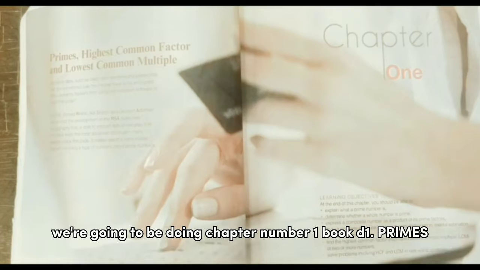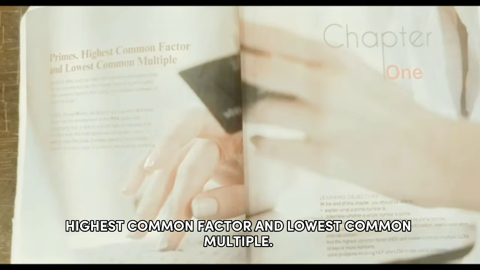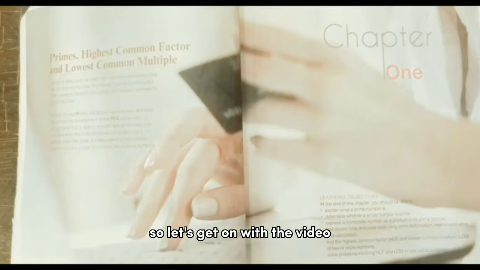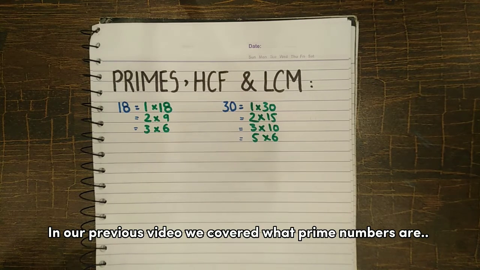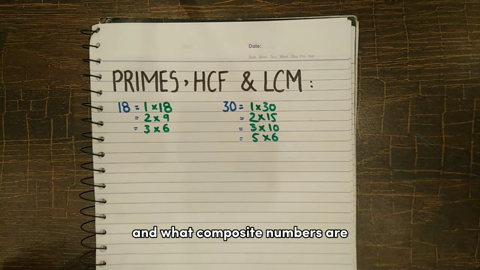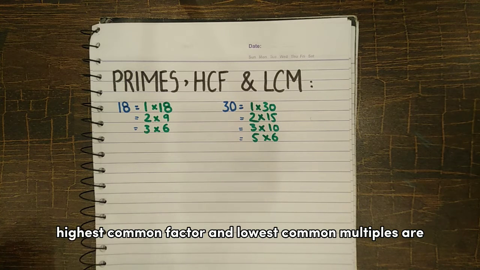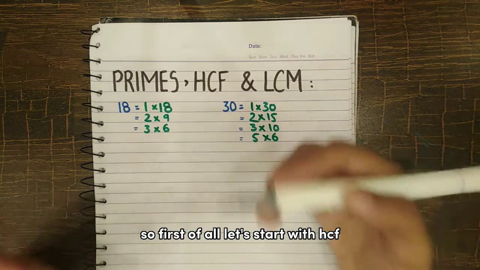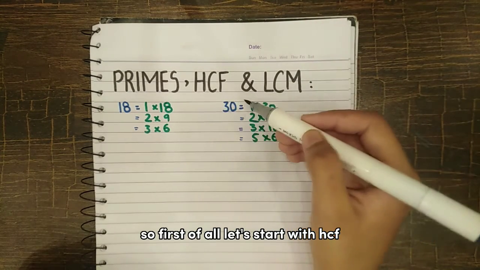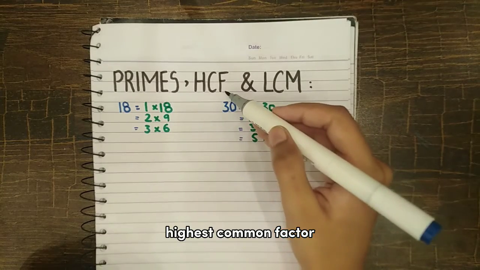In today's video, we're going to be doing chapter number 1, book D1: primes, highest common factor and lowest common multiple. So let's get on with the video. In our previous video, we covered what prime numbers are and what composite numbers are. In today's lecture, we're going to be covering what highest common factor and lowest common multiples are. So first of all, let's start with HCF, highest common factor.